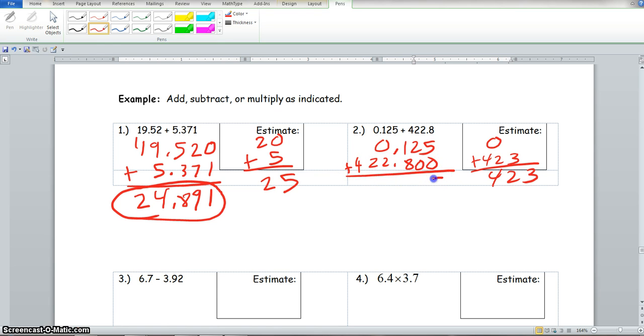Now we add them. 5 plus 0 is 5. 2 plus 0 is 2. 1 plus 8 is 9. Bring down your decimal. 0 plus 2 is 2. Bring down the 2 and the 4. So our final answer is 422.925, which is approximately 423.